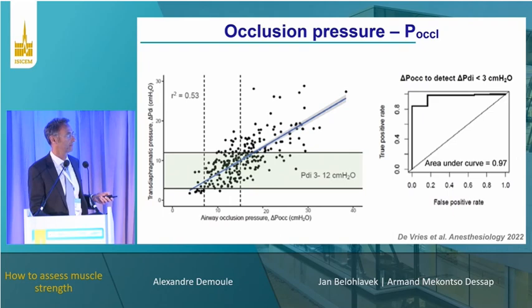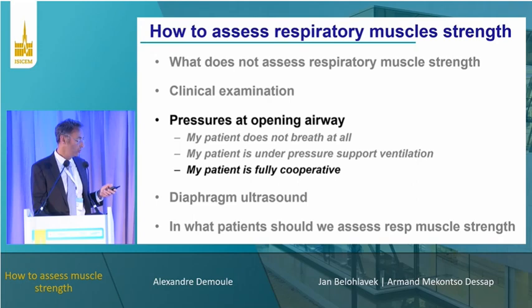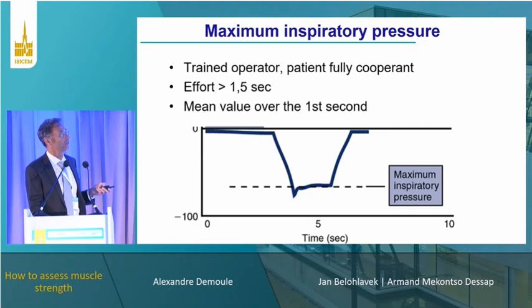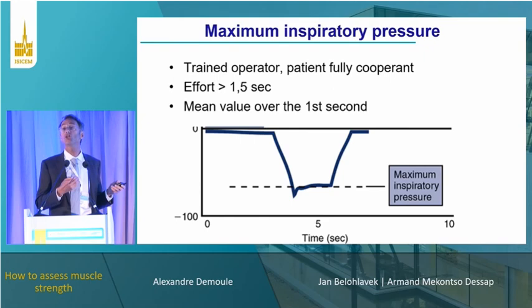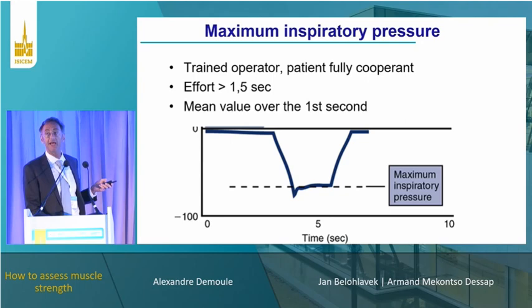And then if your patient is fully cooperative, you can use maximum inspiratory pressure. It needs to be a little bit trained, and your patient has to be fully cooperative, because you're going to ask your patient to make a strong inspiratory effort while the airway is occluded, and you're going to measure the pressure that is generated by your patient during this very strong volitional effort. This effort has to last at least 1.5 seconds, and you're going to measure the mean value over the first second.